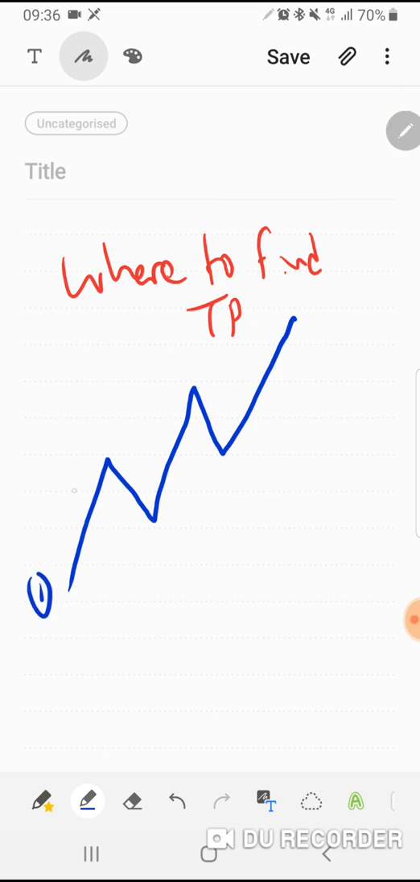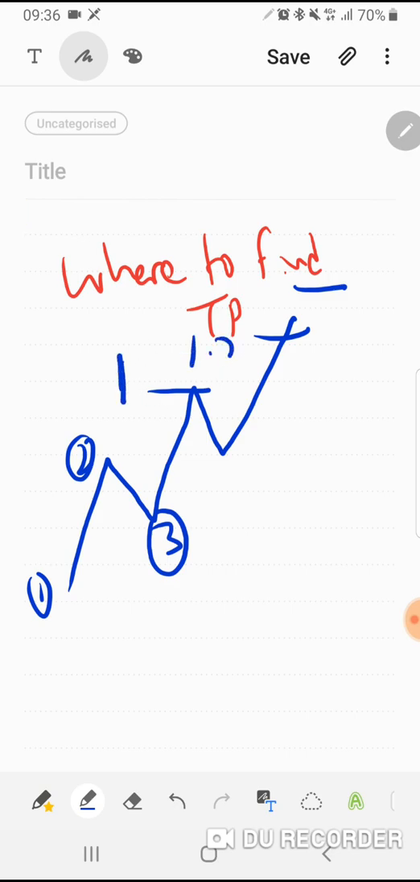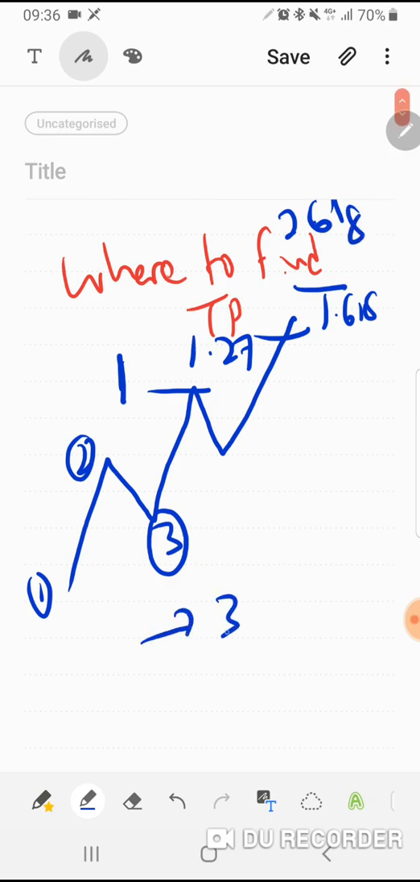You take your first point here, second point here, third point here. Normally there are a few levels Fibonacci expansion will show you. You will take 1 or 1.27 or 1.618 or 2.618, or even 3.618 or 4.618. These are a few levels you can use to find your take profit level. We will touch on take profit, Fibonacci expansion, and then Fibonacci retracement in the next topic. But in short, this is how you find your take profit.